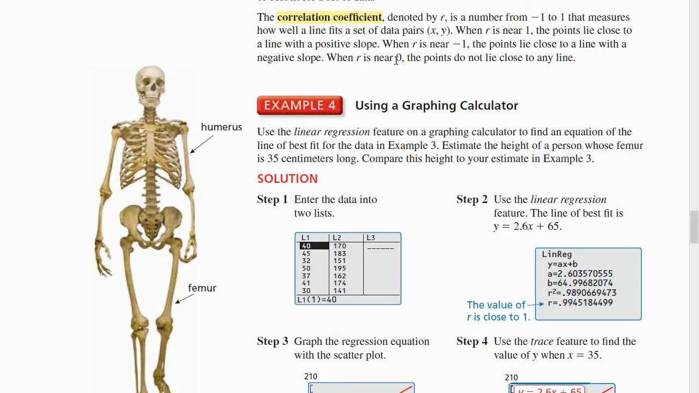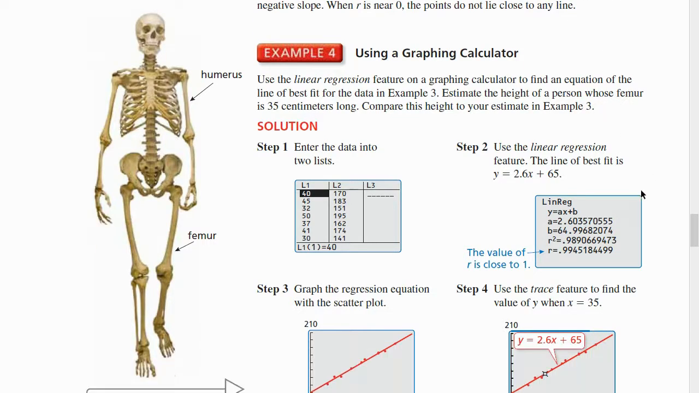Now, what if R is close to 0? Well, what that would mean is there's no relationship between X and Y. That means the points are spread all over the place, and it doesn't really look like a line. It's really scattered, so your scatter plots are all over the place. So we call that no correlation.